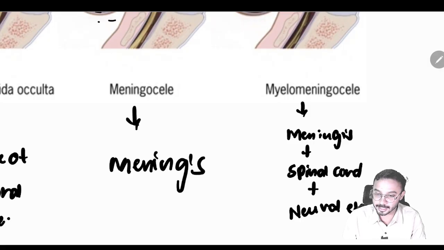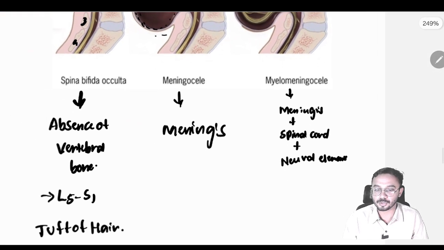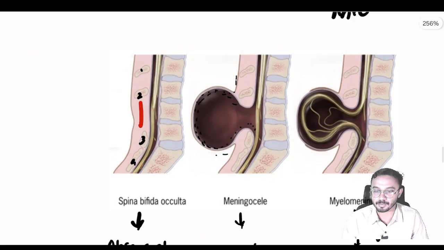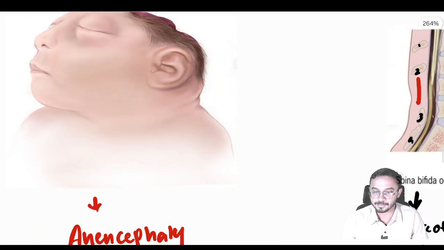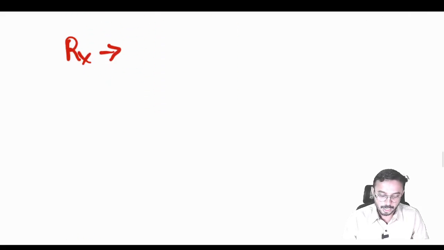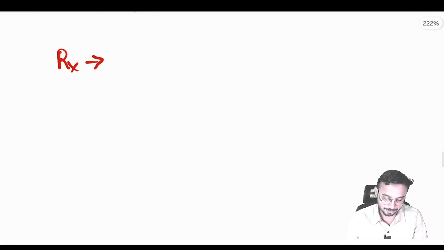Everything is protruding, that is myelomeningocele. Okay, this is about how to differentiate. IPQs are very important. Please go through this carefully. And how do you treat? Tell me. How do you treat?